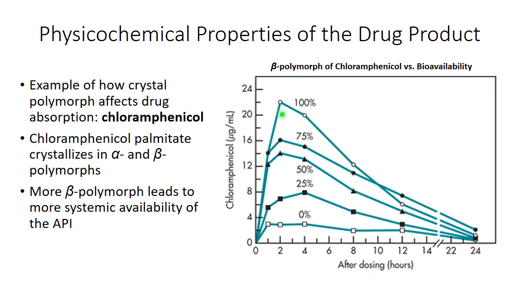After dosing, you get a higher bioavailability, and this is the plasma concentration, they're using micrograms per milliliter, so that's the concentration in plasma. But after 2 hours, you can see we're getting maybe 22 or something like that. But if we go down to zero beta polymorph, if we have 100% alpha, right, and none of the beta polymorph, we have very little absorption. So it has a dramatic effect in this case. And it's all the same drug, it's all the same molecule, the same amount, but just the crystal shape has an effect on absorption.